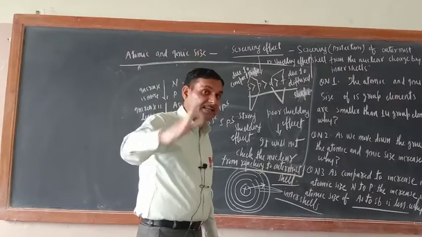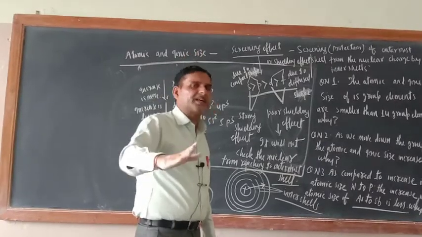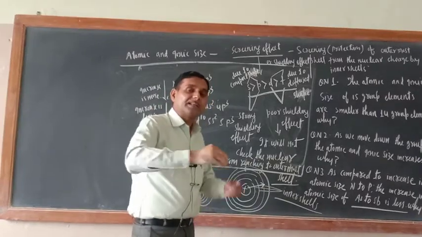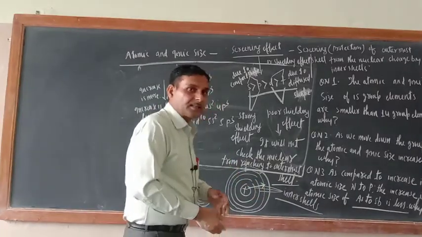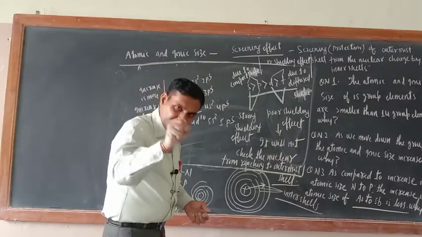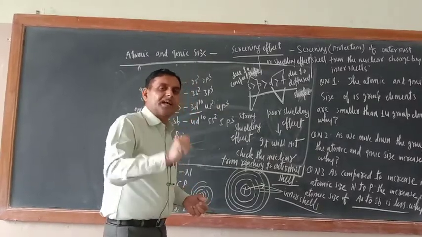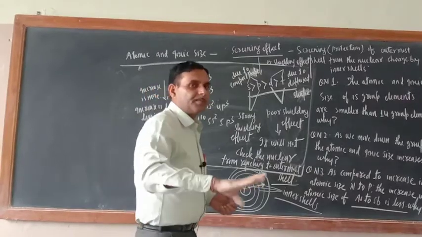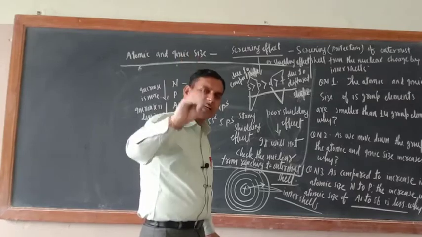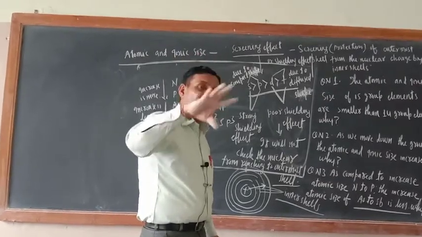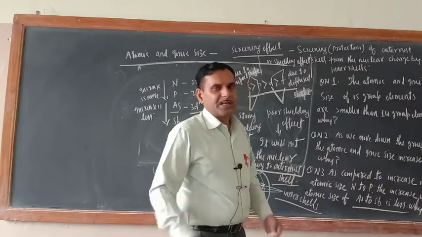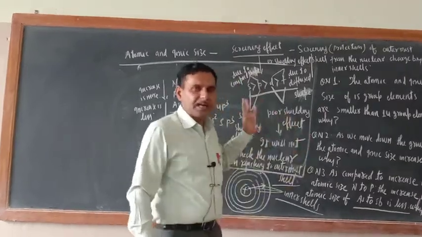It can't shield, it can't protect that nuclear charge from reaching the outermost cell. That is why... Now the nuclear charge will reach the outermost cell and it will shrink the outermost cell. That is why from arsenic to antimony, the shrinking is more, the decrease in size is more, while from nitrogen to phosphorus the increase is more. In this way all three questions are completed.